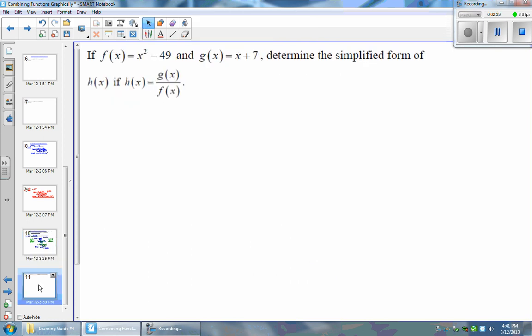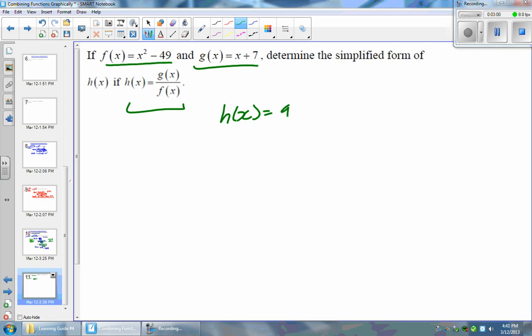Let's take a look at one more example where you're dividing. If f of x is equal to x squared minus 49, and g of x is equal to x plus 7, you want to determine the simplified form of h of x if h of x is the quotient of these two functions. All right, so let's start with what we need. h of x is equal to g of x over f of x. Let's fill in what we have. g of x is given by x plus 7. f of x is given by x squared minus 49.